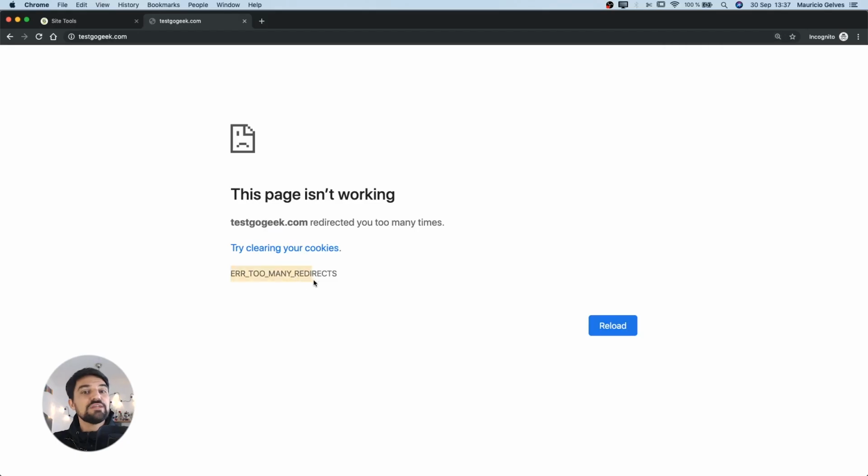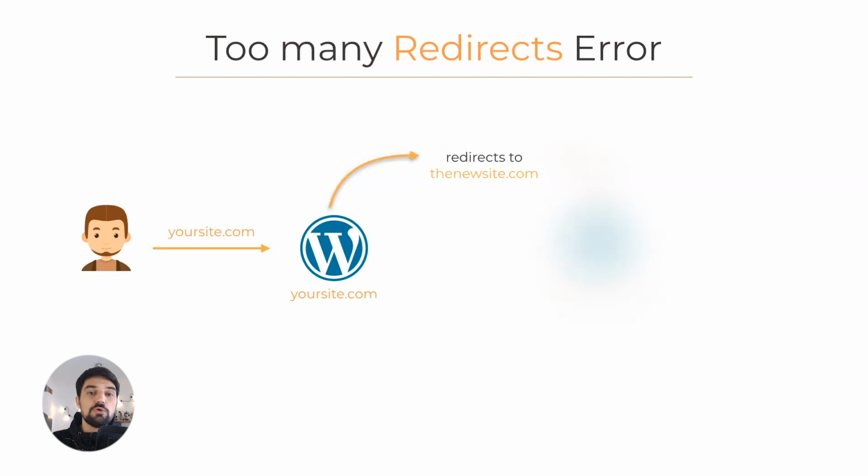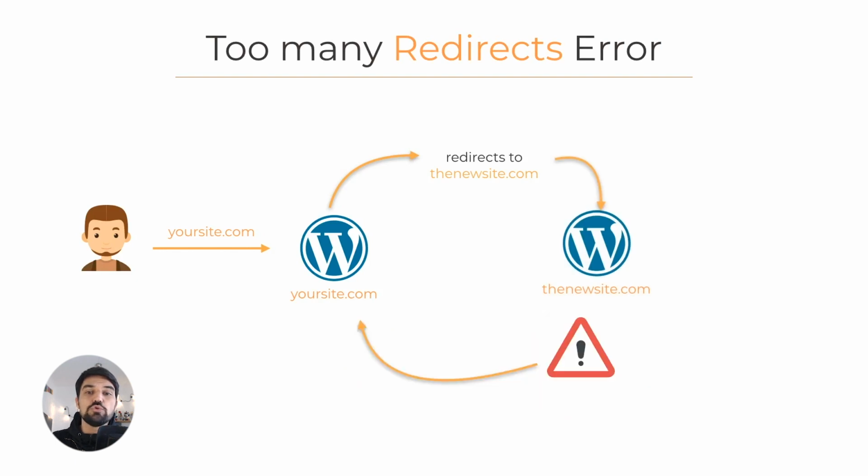In order to understand this problem, let's take a look at this tiny example. Let's suppose that a user requests the website called yoursite.com. This request goes to the server and WordPress says that this site is now called yournewsite.com, so redirects to the new URL. The problem comes when the request is redirected again to the original URL, finishing in an infinite loop. That's when we receive the error too many redirects.